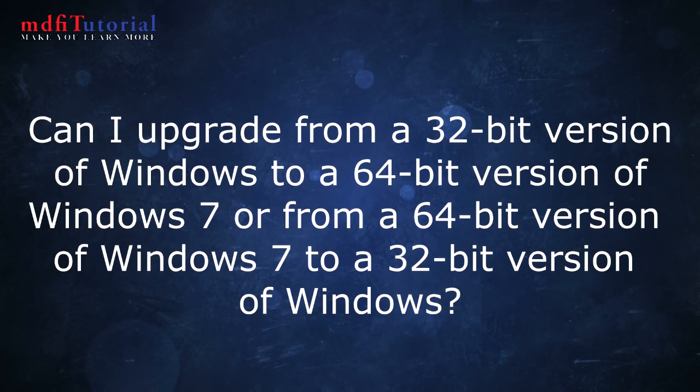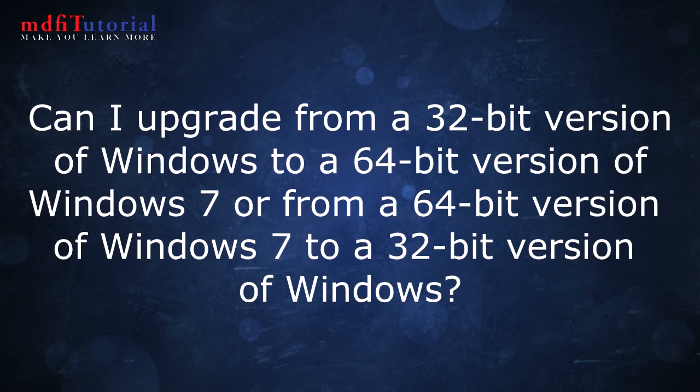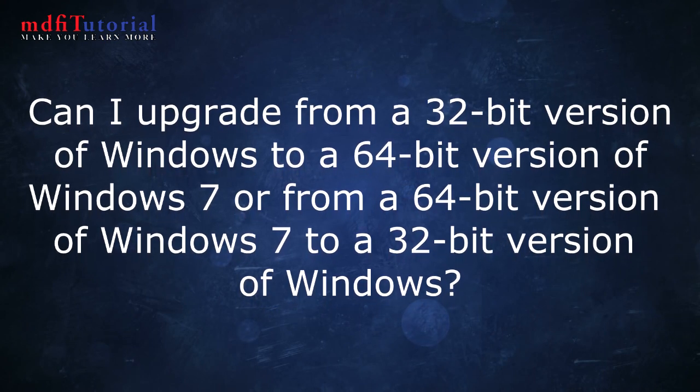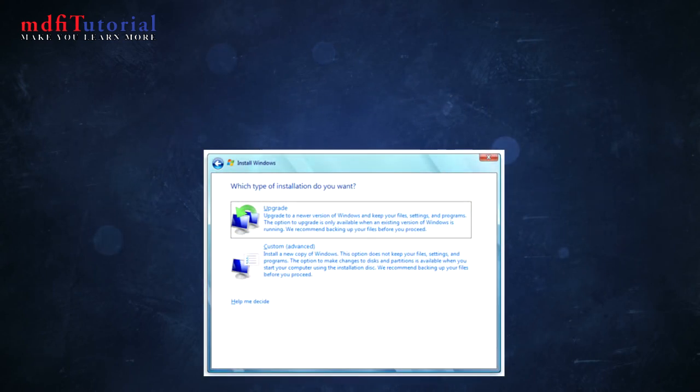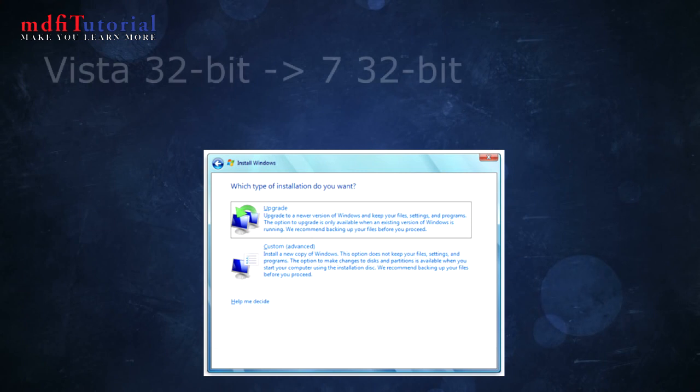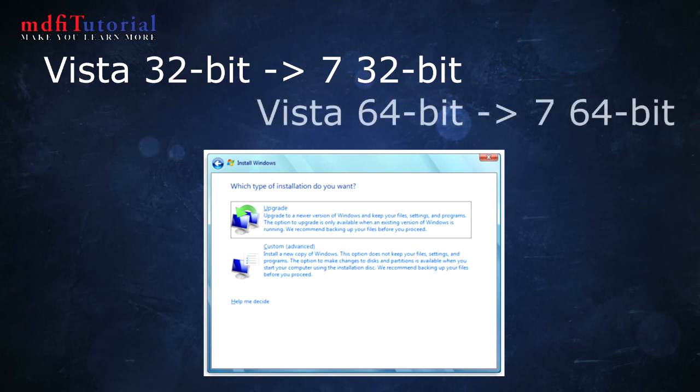Can I upgrade from a 32-bit version of Windows to a 64-bit version of Windows 7, or from a 64-bit version of Windows 7 to a 32-bit version of Windows? You can use the upgrade option during Windows 7 installation, which preserves your files, settings, and programs, only if you're currently running a 32-bit version of Windows Vista and you want to upgrade to the 32-bit version of Windows 7. Similarly, if you are running a 64-bit version of Windows Vista, you can only perform an upgrade to a 64-bit version of Windows 7.